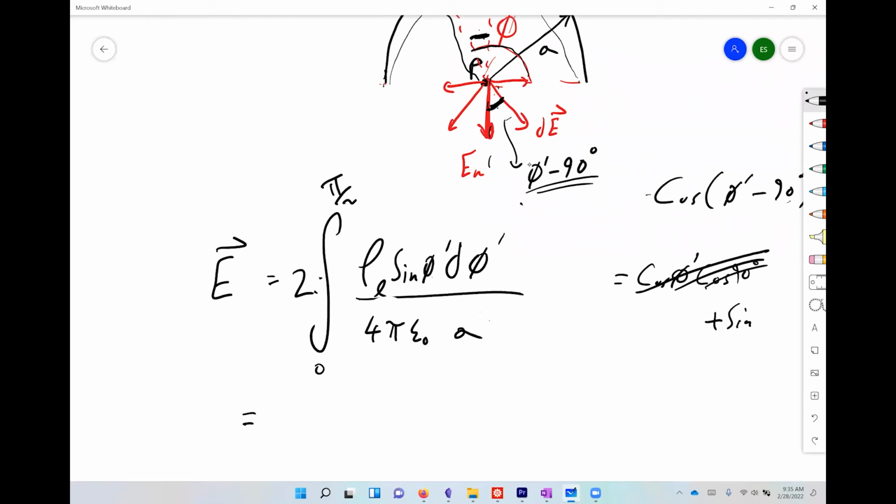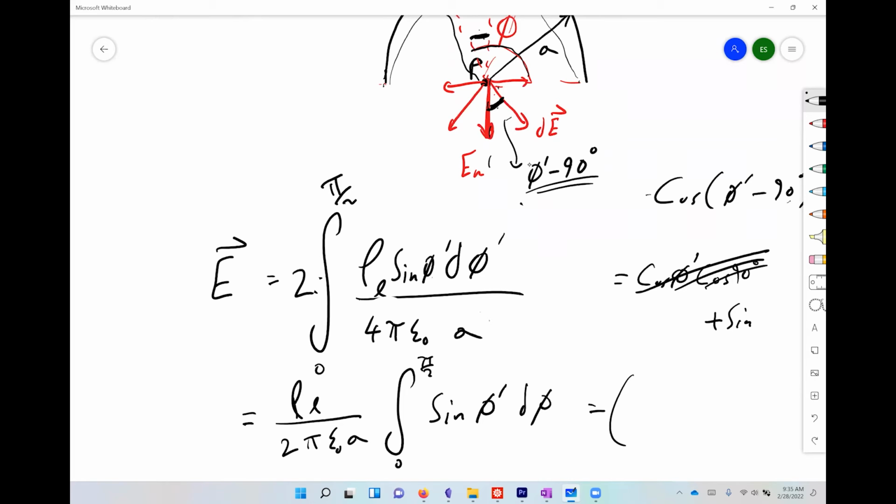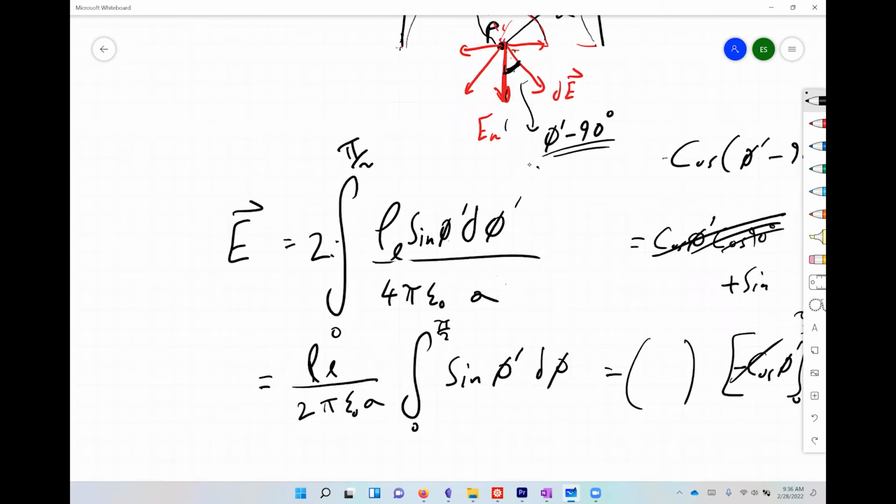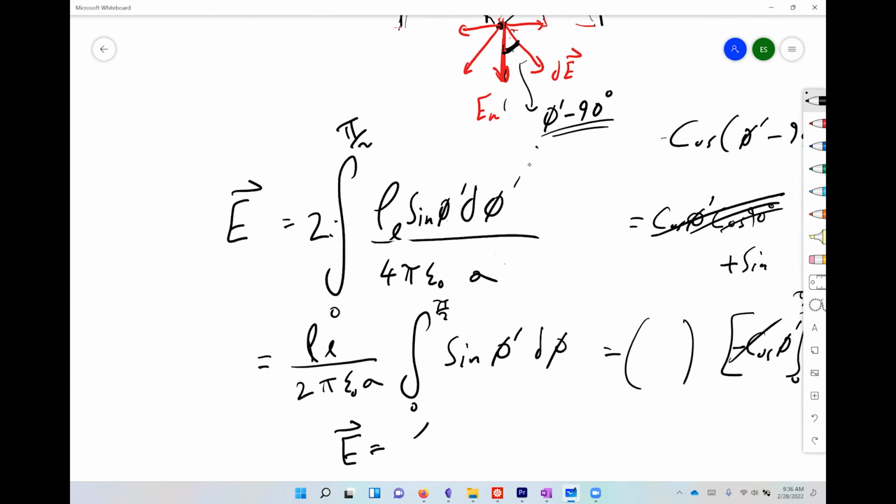This problem reduces to 1 over 2 pi epsilon naught A times rho L, and I'm integrating sine phi prime from 0 to pi over 2. Right, so what is this? This is this constant, and this is minus cosine phi prime from 0 to pi over 2. Cosine pi over 2 is 0, minus cosine 0, which is 1. This whole thing goes to 1. So the electric field turns out to be rho L over 2 pi epsilon naught A.